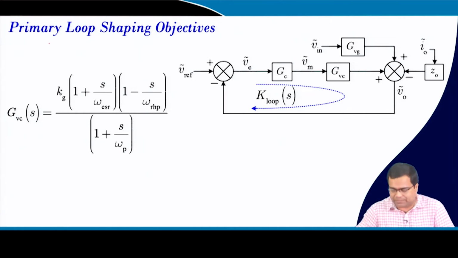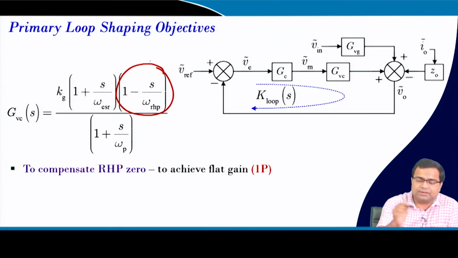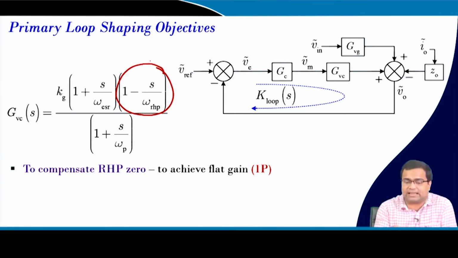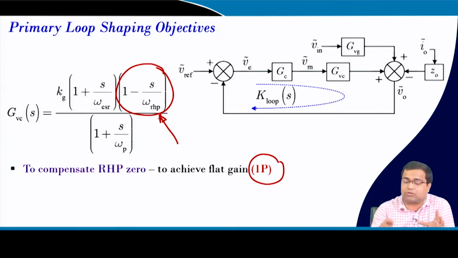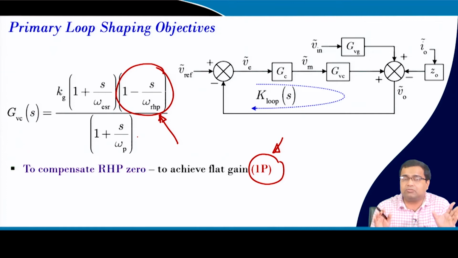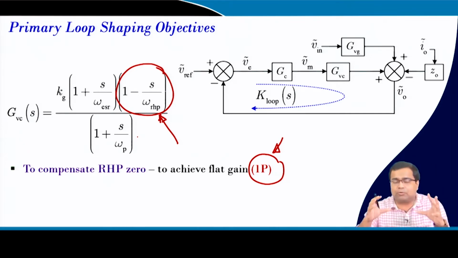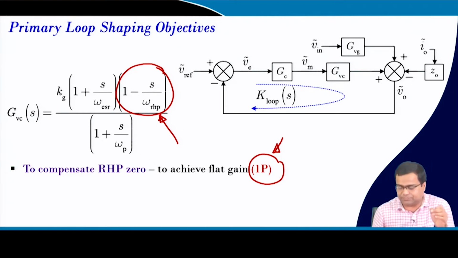Now, the primary loop shaping objective: we need to compensate for the RHP zero. In order to achieve flat gain, we will consider one pole of the controller which will be placed in coincidence with the RHP zero. Our controller should have a stable pole, because we should not use an unstable pole to cancel an unstable zero, because unstable pole-zero cancellation will make the system internally unstable, right. So, the controller pole must be stable, but we will place the pole in coincidence with the RHP zero.